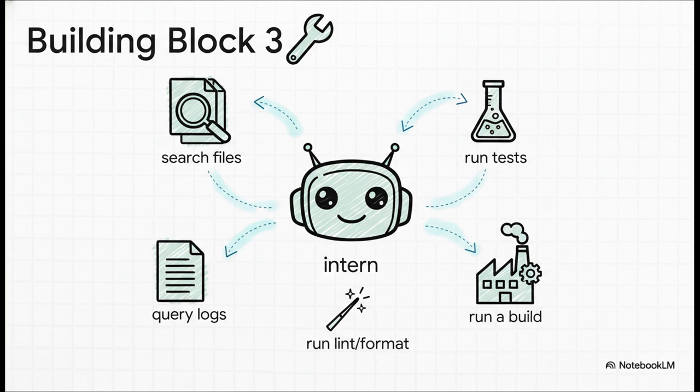Building on that idea, we have building block 3, tool calling. This is super cool. It basically gives the LLM the power to ask your editor to do things for it. It can effectively say, hey, editor, search these files for me, or go run the unit tests and tell me what the output is. So your AI intern isn't just a know-it-all, it can actually be a doer.